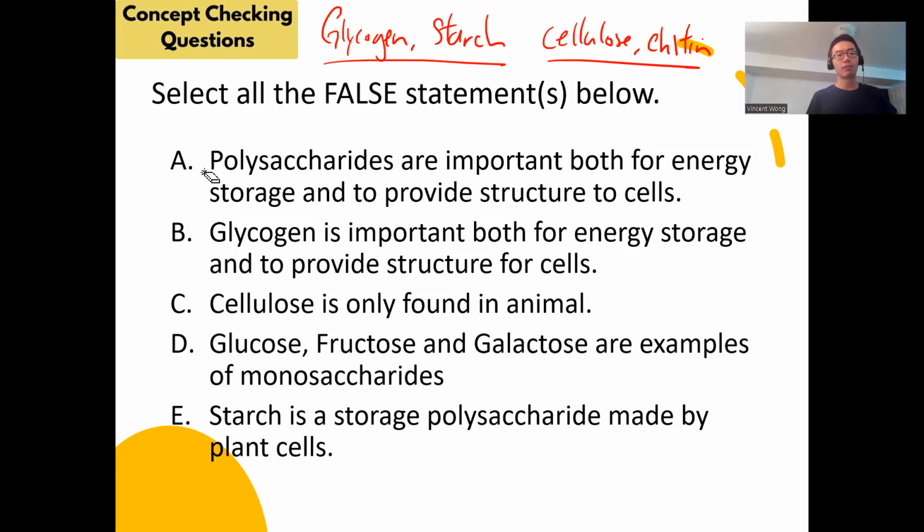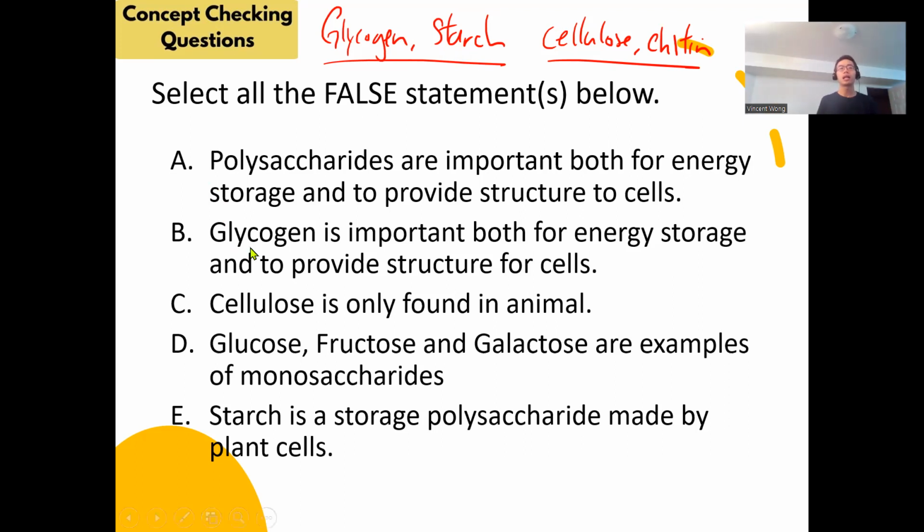So here, let's take a look at the first one. Polysaccharides are important for both energy storage and to provide structure to cells. That is correct, right? Glycogen and starch, that's for energy storage. Cellulose would be providing structure for cells, forming the cell wall. So that's a correct statement. We're looking for the false one.